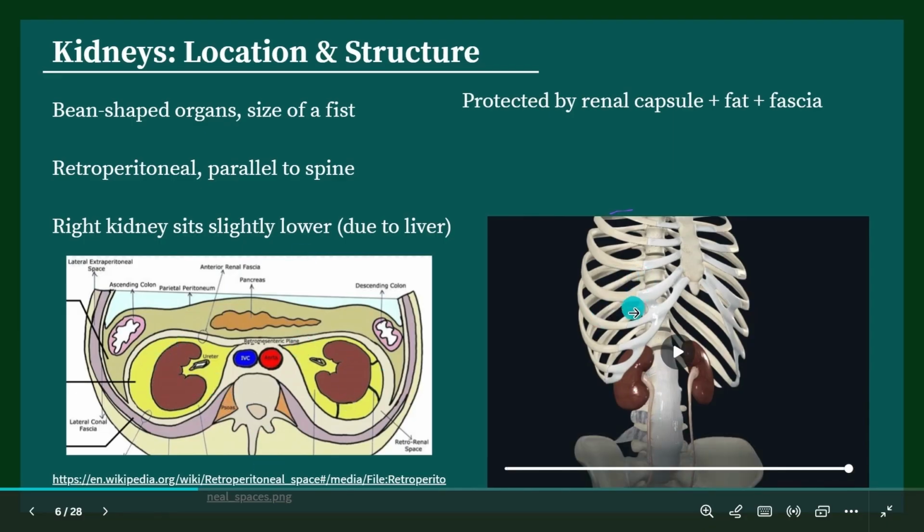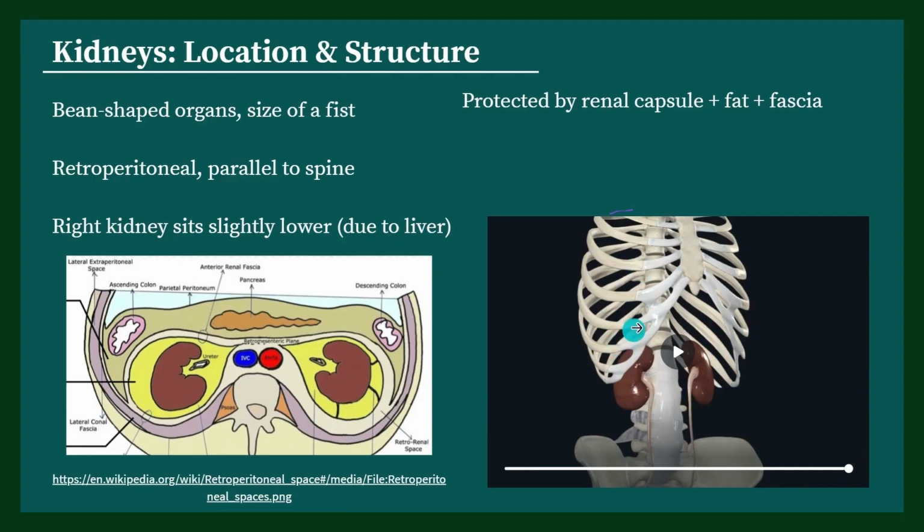The right kidney is a little bit lower than the left kidney because the liver is right above the kidney, so it needs more space. The liver needs more space. So that's why they're not quite parallel.